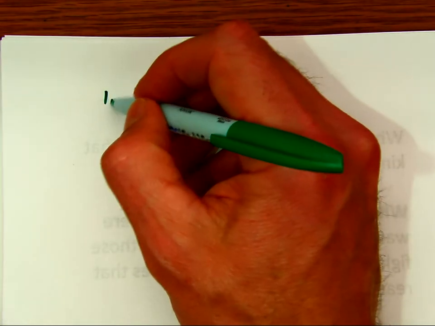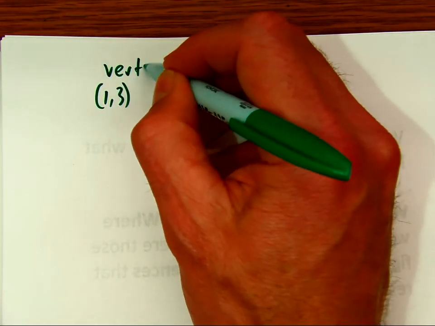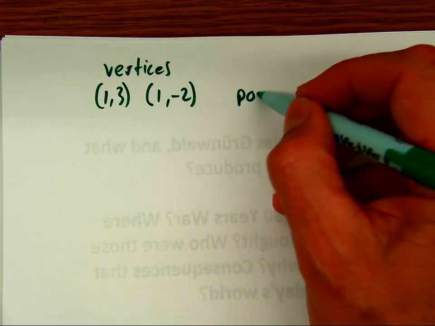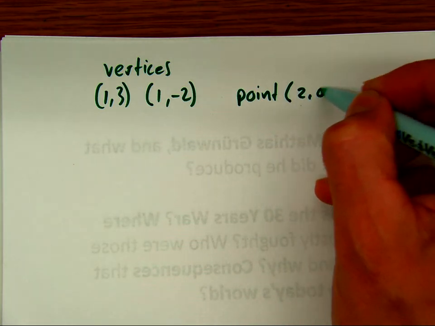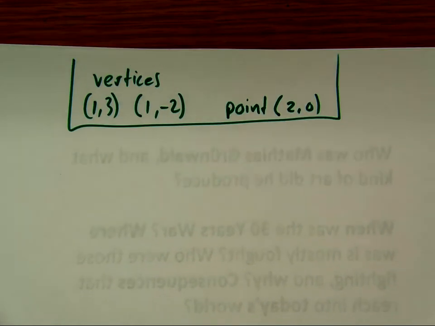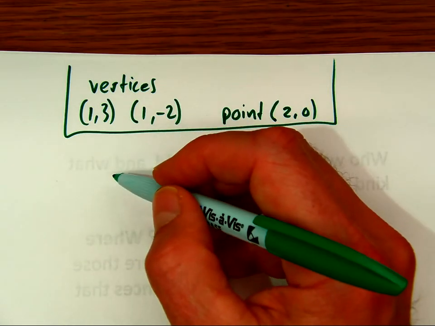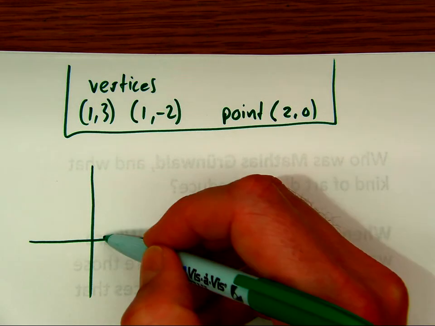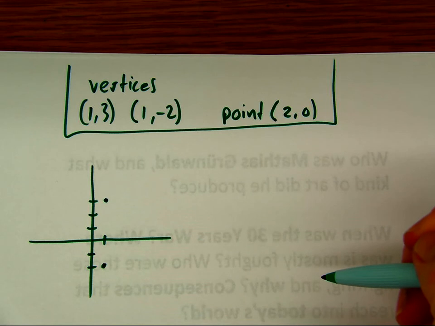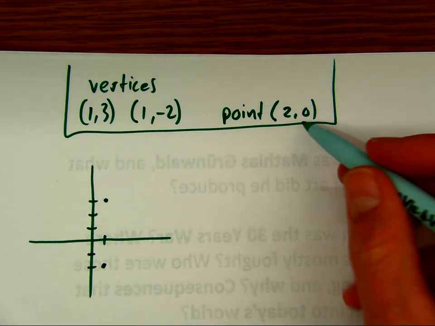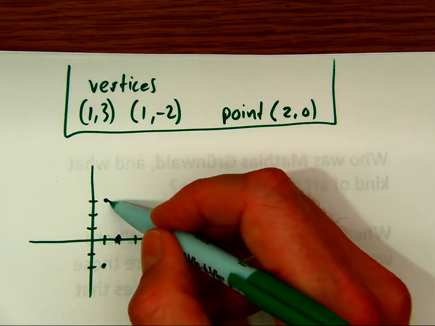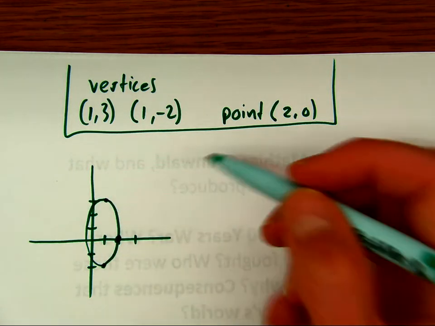Same type of question with vertices and a point. All right, pause the video and try that one. So here are the vertices, and there's a point at (2, 0). So it's looking like this.